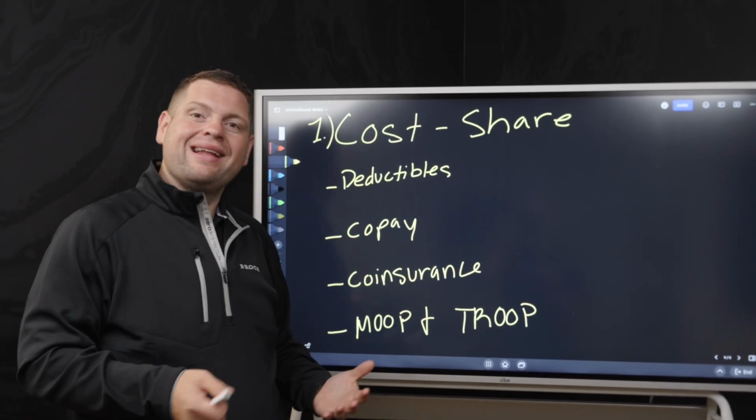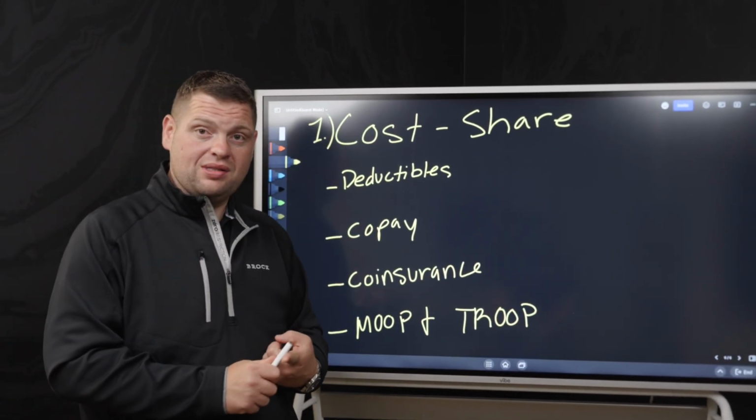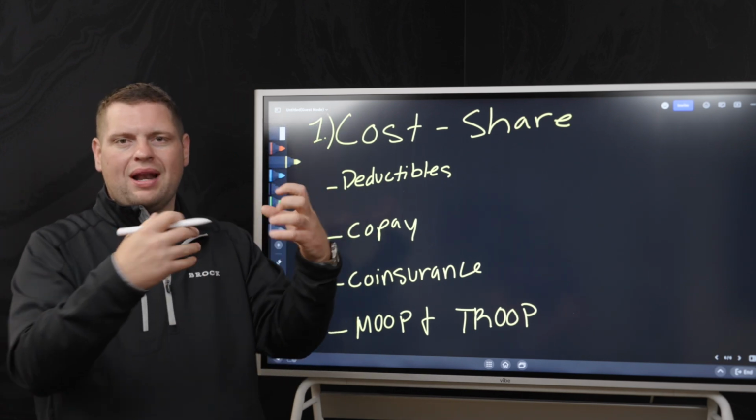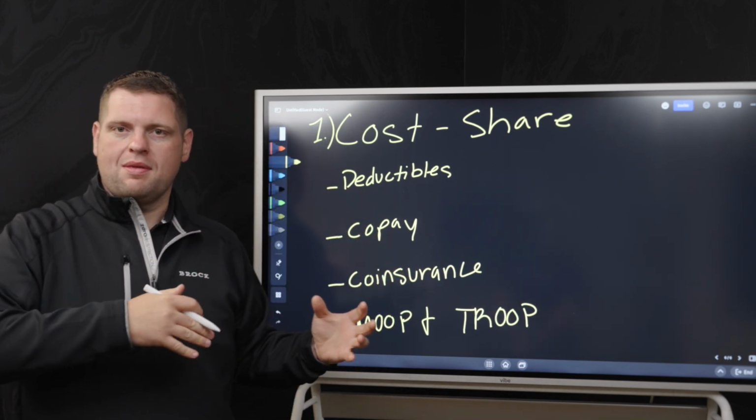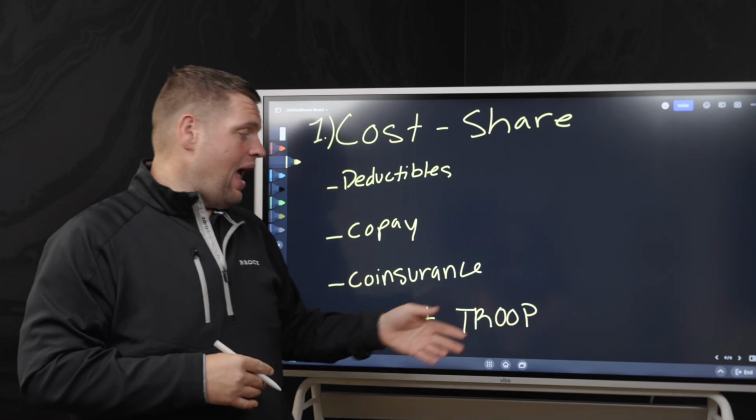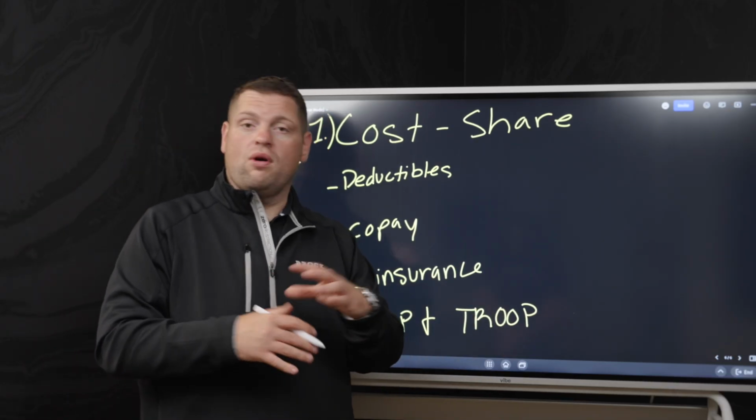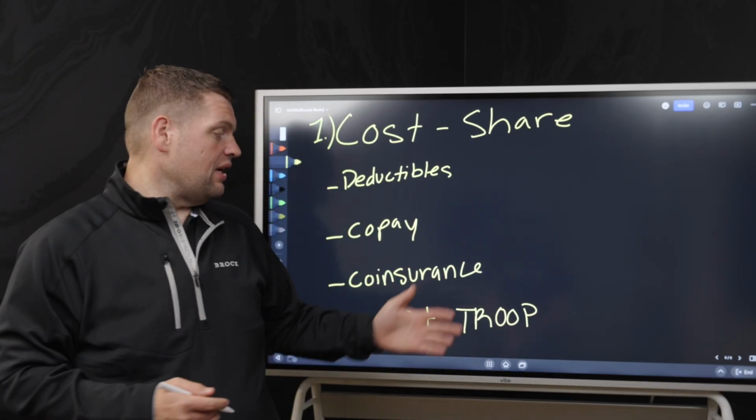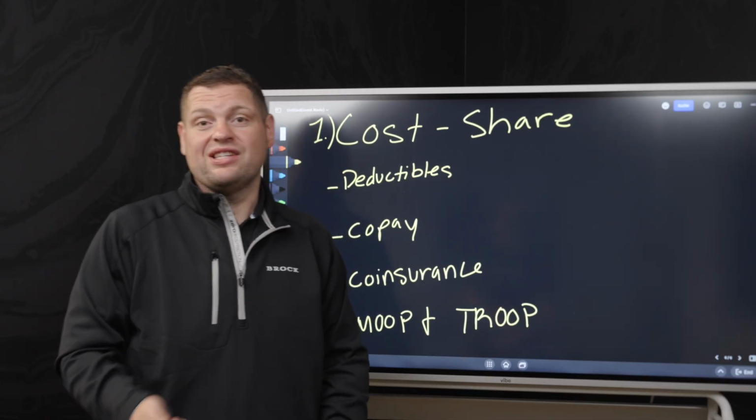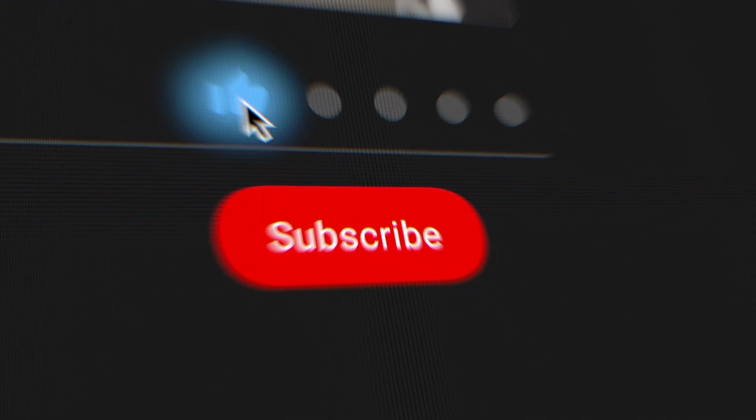Sounds a lot like a MOOP. It is a little different. It's only for prescriptions, and it is a combination of what you've spent and what the Medicare plan has spent. And for this year, the TrOOP for all Medicare drug plans is $2,100, and that is going up next year in 2027.